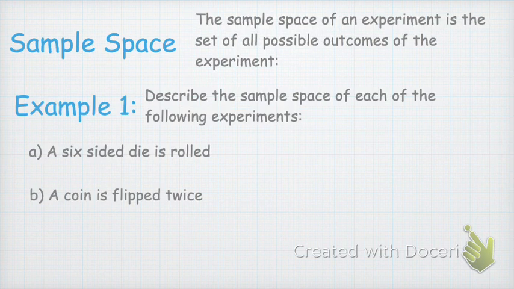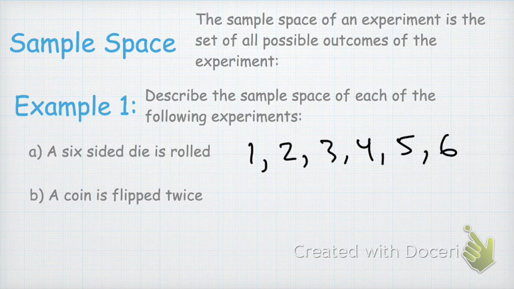Let's say we roll a dice. If we roll a normal six-sided dice, then our sample space is 1, 2, 3, 4, 5, or 6. Those are the 6 different things that could possibly come up. If instead we flip a coin, our sample space is either heads or tails. If we flip a coin twice, then our sample space is heads, heads, or heads, tails, or tails, heads, or tails, tails.